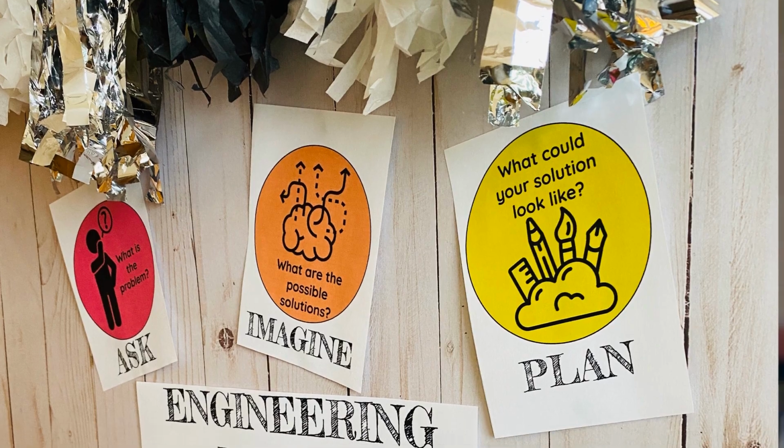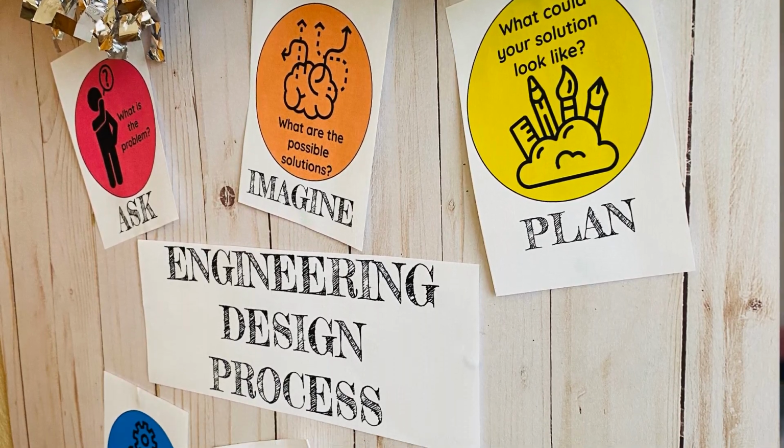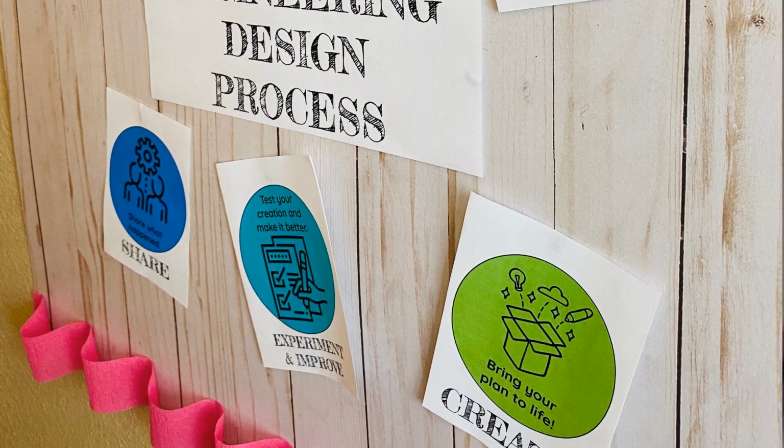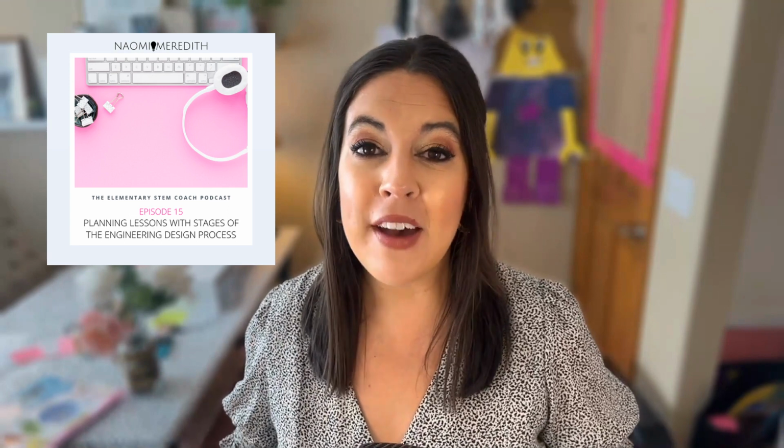I'm going to be referring a lot to the engineering design process throughout this episode. So if you are a bit unfamiliar with the engineering design process, this is a Next Generation Science Standard for K through 2 and 3 through 5. If you are a little bit unsure about the engineering design process or want to learn more, I created a whole series about each step in that. So if you go back to episode 15, I go through every stage of the engineering design process.